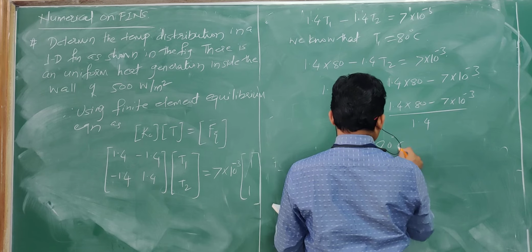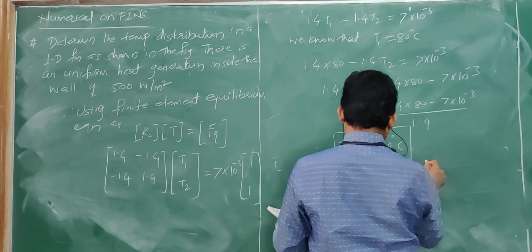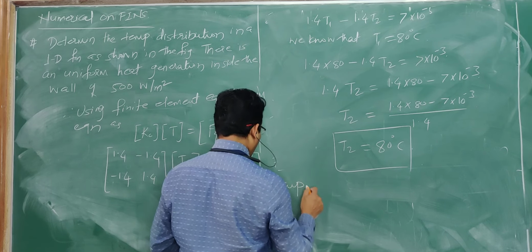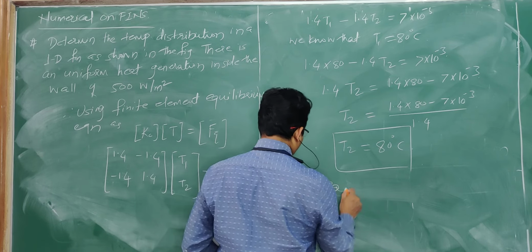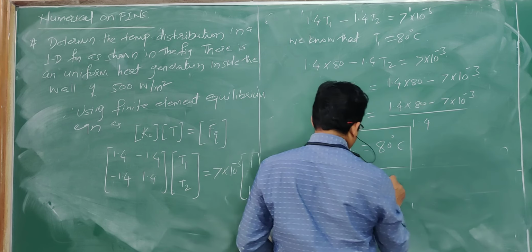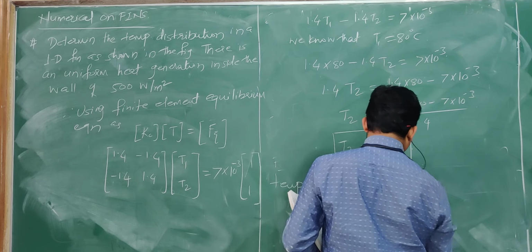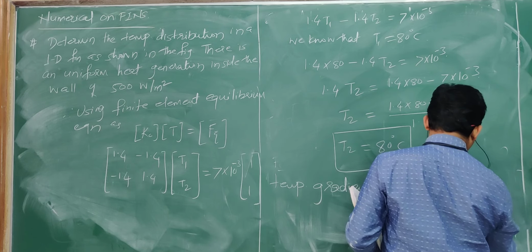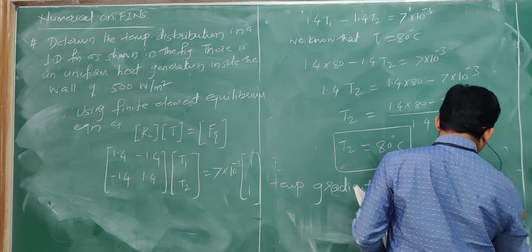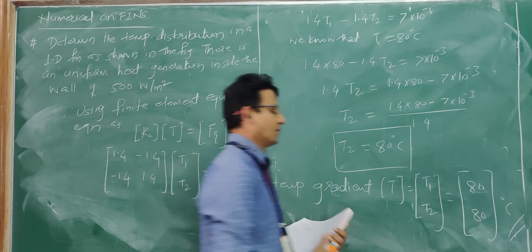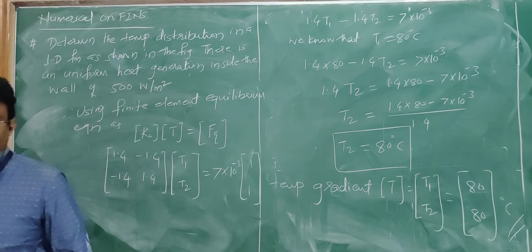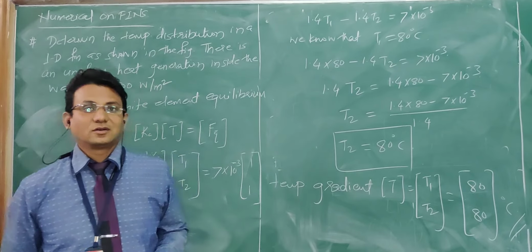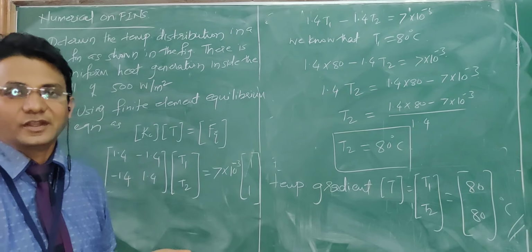So if you calculate, what is the temperature distribution or the thermal gradient? The temperature gradient will be T equals T1, T2, which is 80 degrees centigrade. So this completes the portion that was mentioned in the textbook on fins. Thank you.